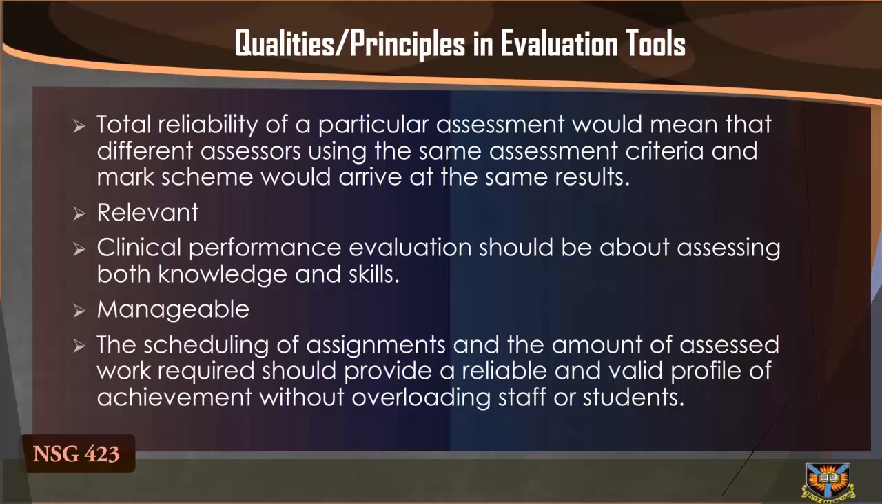In an ideal world, they should be tested on a sample of cases to ensure that all markers are applying the criteria consistently. Moderation and/or double marking are means of ensuring consistency between markers and internal consistency for an individual marker. Clinical performance evaluation should be about assessing both knowledge and skills. When devising assessment tasks, it is important that they address the skill you want the student to develop. Manageable. The scheduling of assignments and the amount of assessed work required should provide a reliable and valid profile of achievement without overloading staff or students.